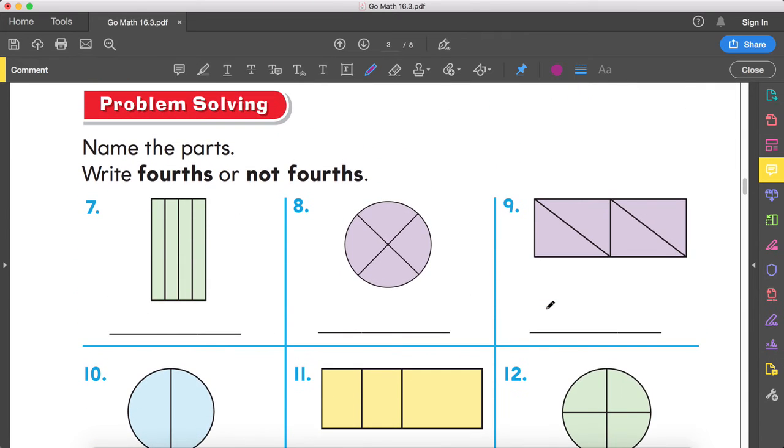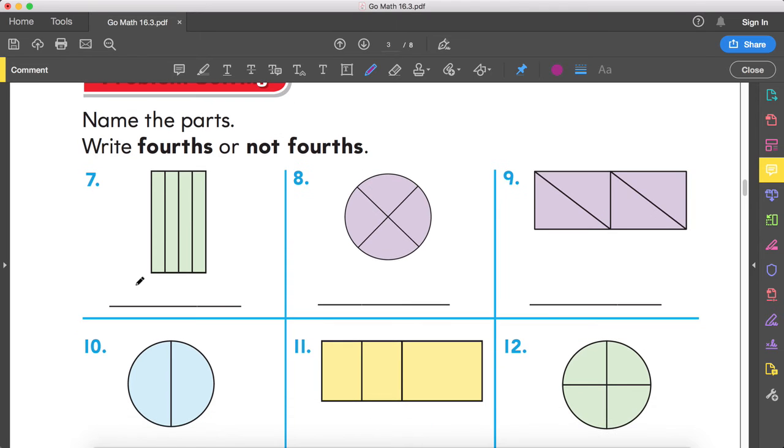Now name the parts. Write fourths or not fourths. Are they 4 equal pieces? Or are they 4 equal parts? Yes. So I'm going to write yes and no for ease of, well, I guess I can write 4 fourths. Number 7, is this equal to 4 fourths or not 4 fourths? 1, 2, 3, 4. There are 4 equal shares. They're the same part, so it'll be fourths. I'm just going to write F for fourths.